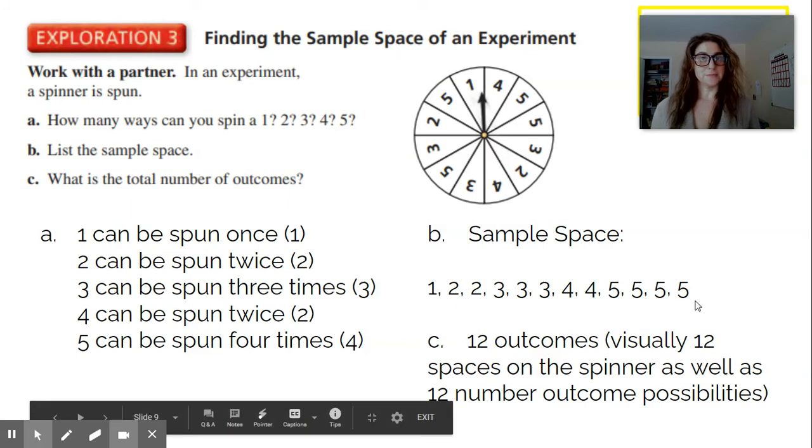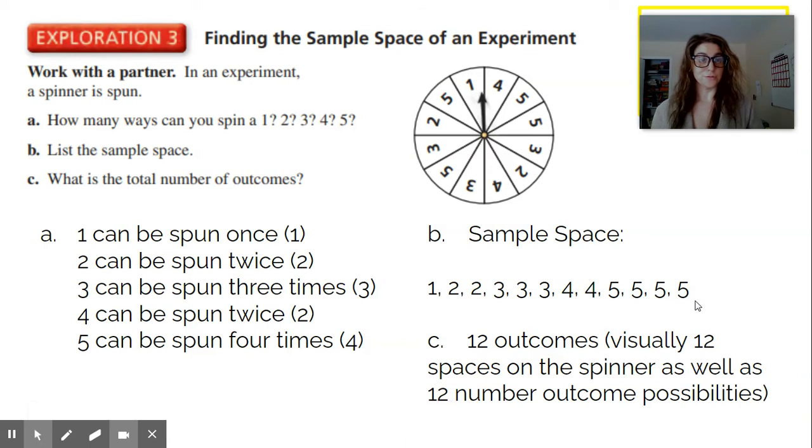There's my sample space. I chose to list them in order. You could list them as you see them around the circle as well. And again, there's 12 outcomes. There was 12 spaces on the spinner and 12 number outcomes listed in my possibility.